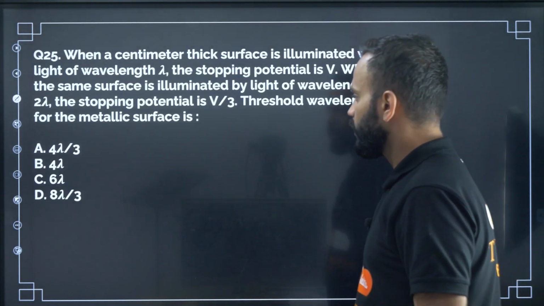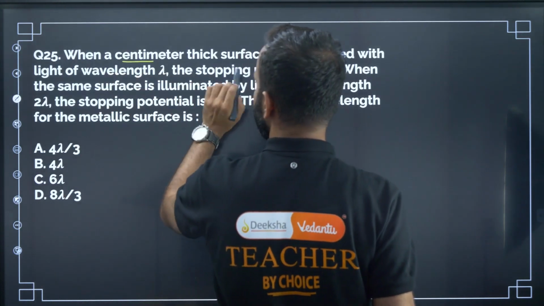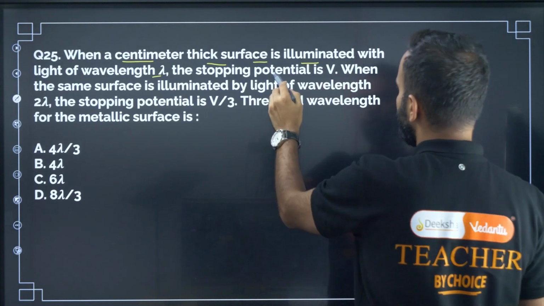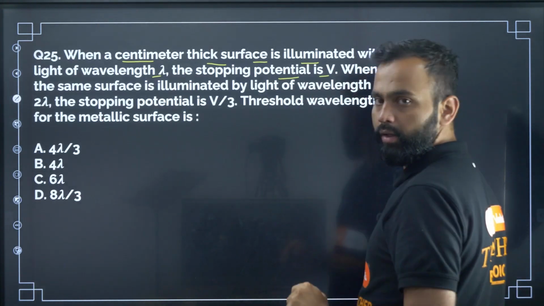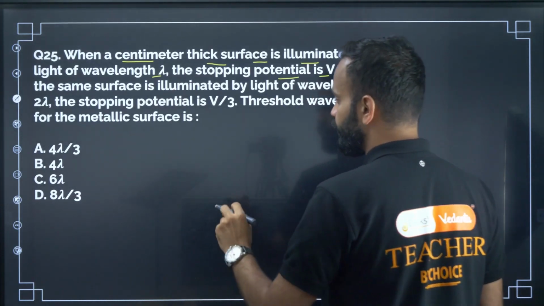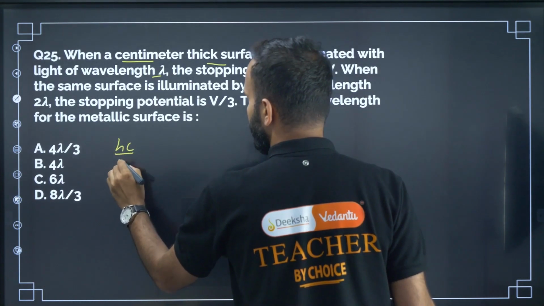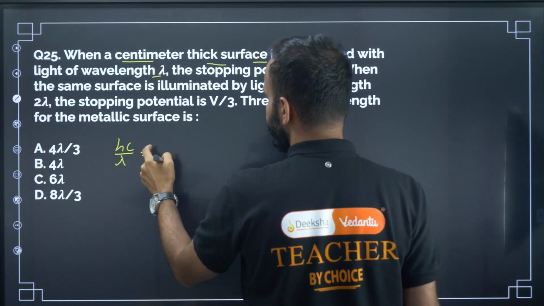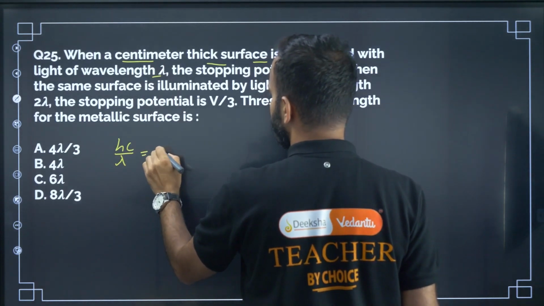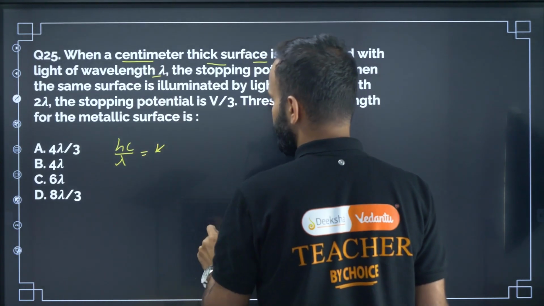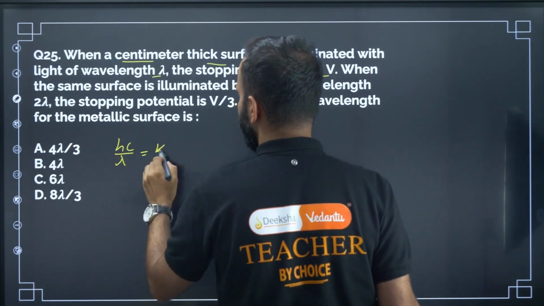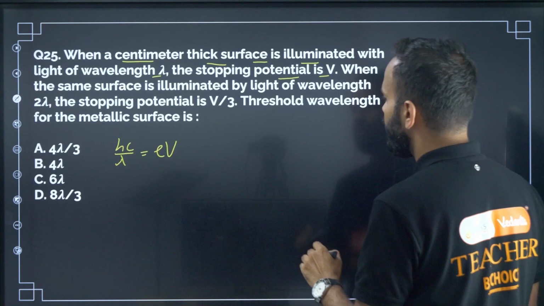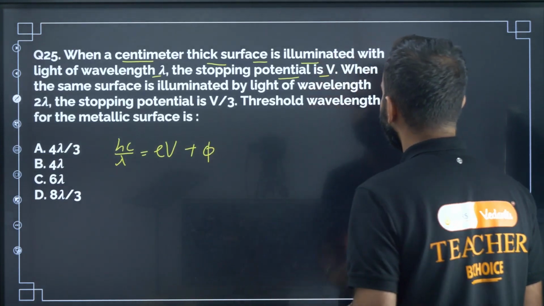Okay. Next question. Question number 25. When a metallic surface is illuminated with the light of wavelength lambda, the stopping potential is V. I will directly write the photoelectric equation here. Hc by lambda, where lambda is the incident wavelength, equal to the maximum kinetic energy of the photoelectron, right? Maximum kinetic energy of the photoelectron is E into V, where V is the stopping potential, right?